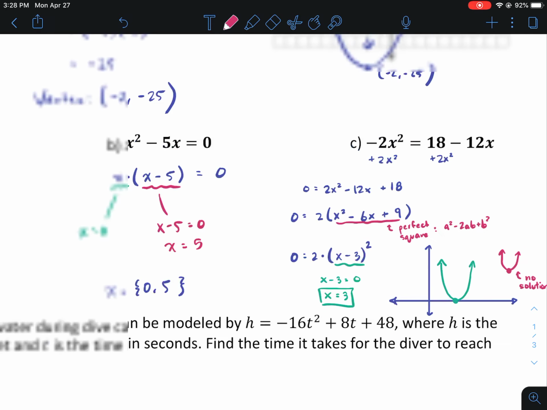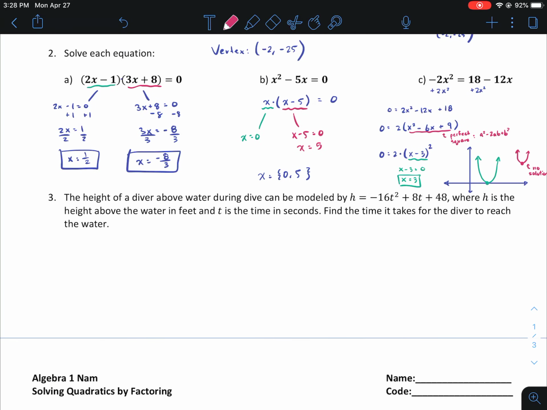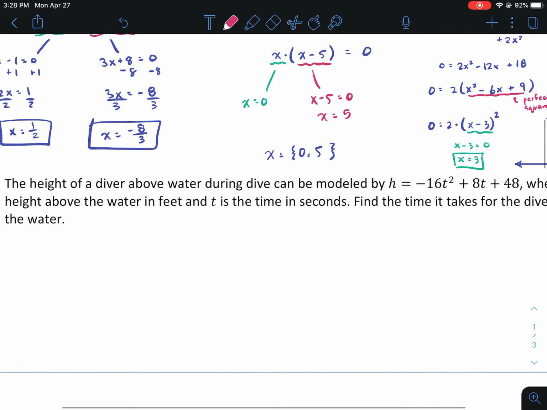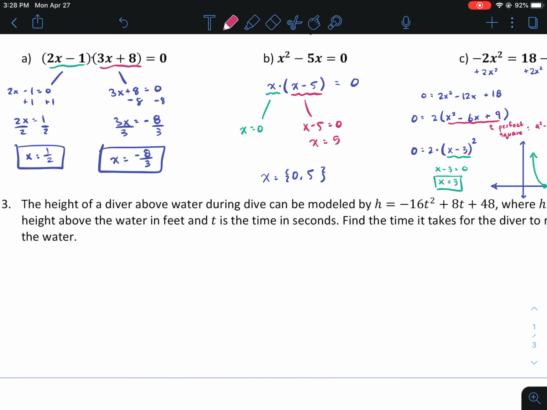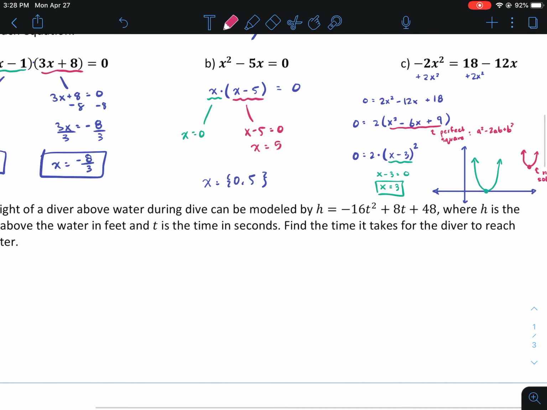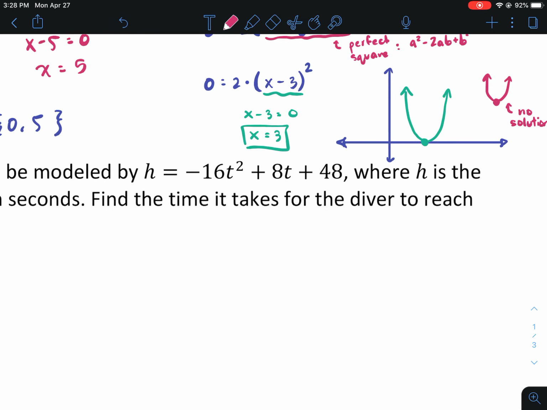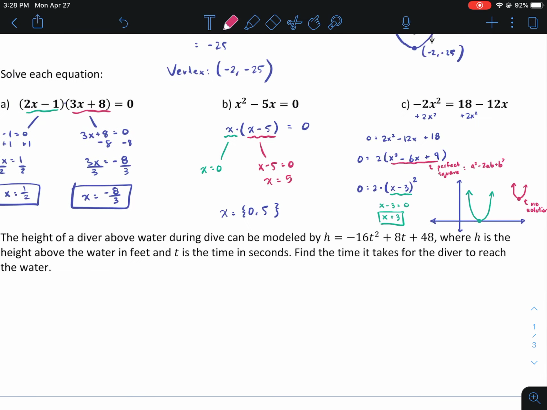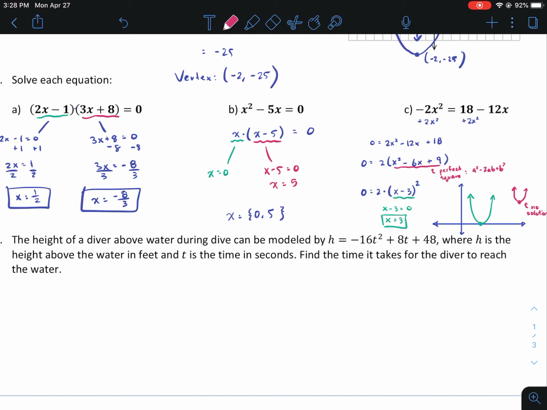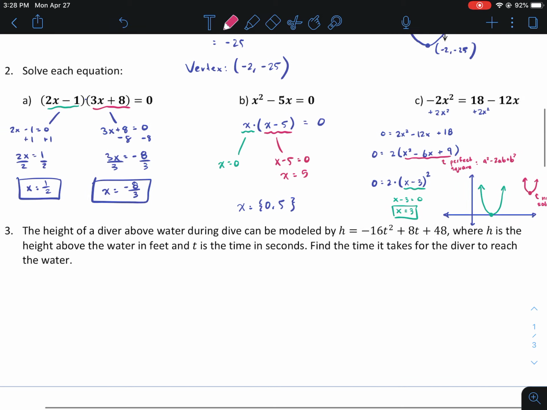Okay. All right, let's look at this one last application and then we'll wrap it up. So the height of a diver above water during a dive can be modeled by the equation h equals negative 16t squared plus 8t plus 48, where h is the height above the water in feet and t is the time in seconds. Find the time it takes for the diver to reach the water.